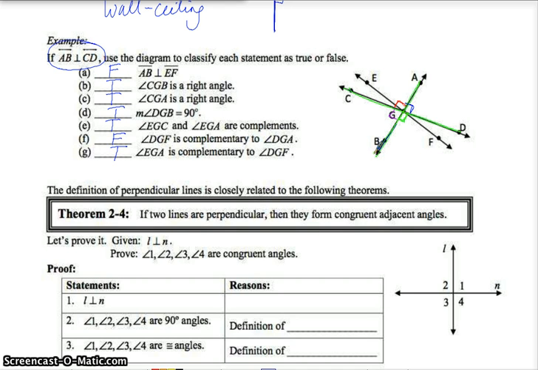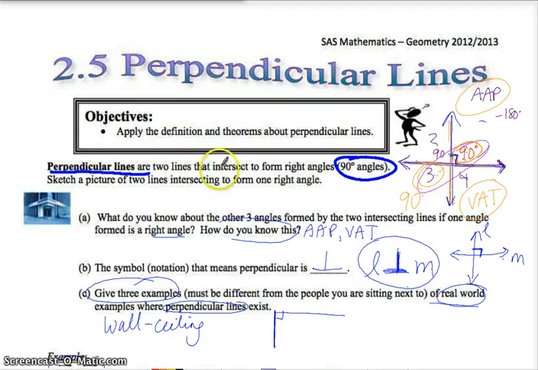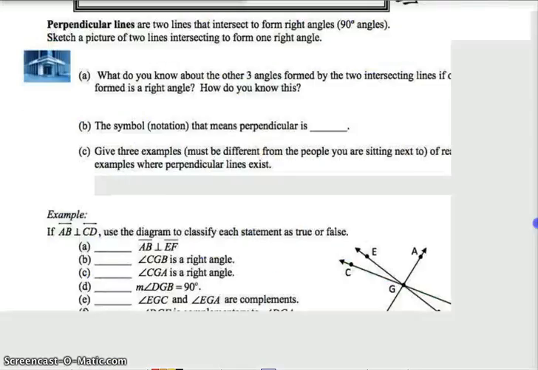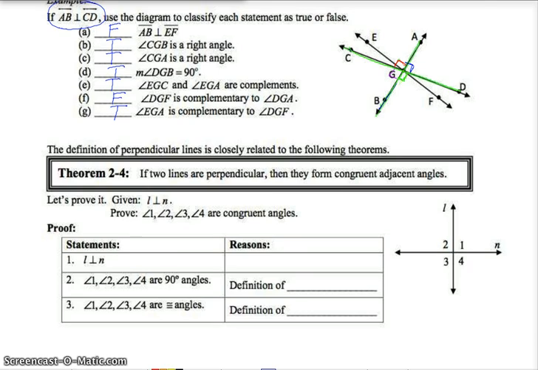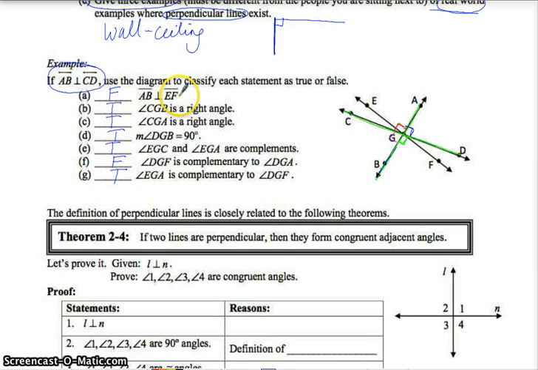And what do we know about perpendicular lines? That they form 90-degree angles, 4 congruent 90-degree angles. That's the definition up here. It says 2 lines that intersect to form right angles, and we know what a right angle is, that's 90 degrees. So they form right angles, and there's 4 of them. Okay, so is AB perpendicular to EF? Well, no, because EF is not the same line as CD, therefore that's false.